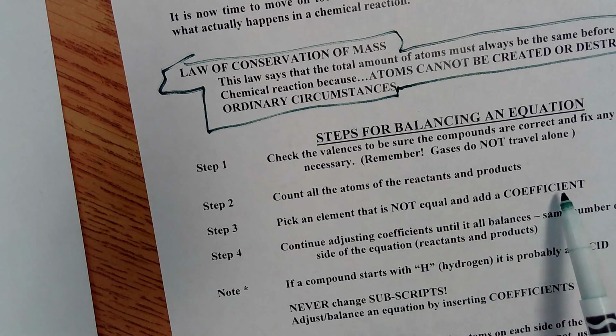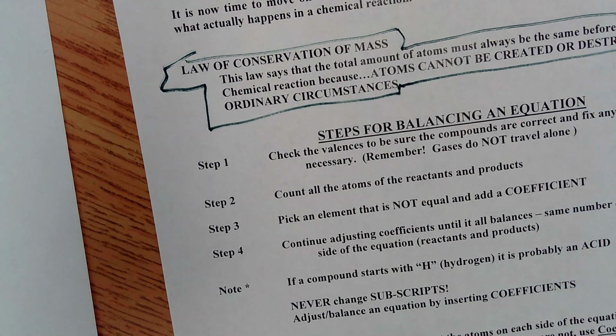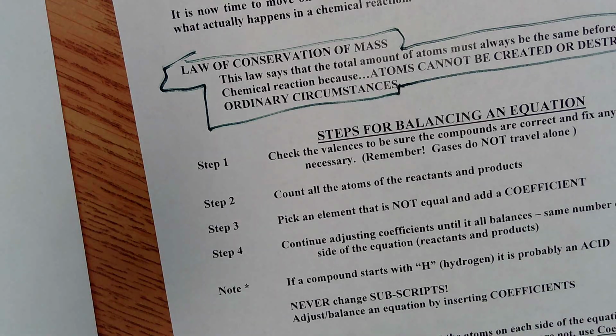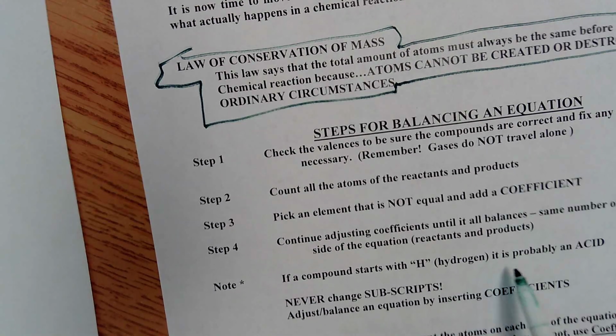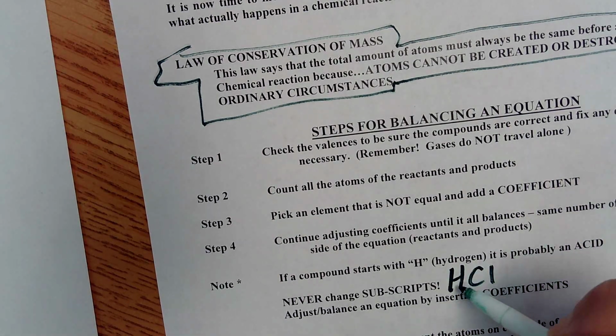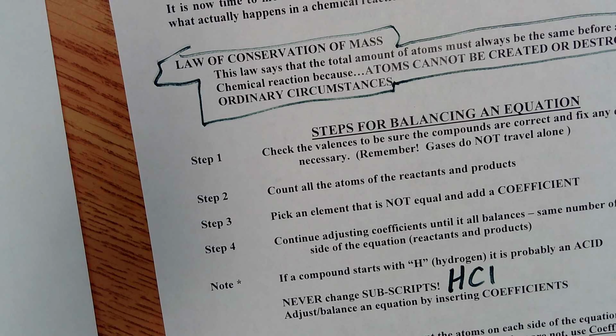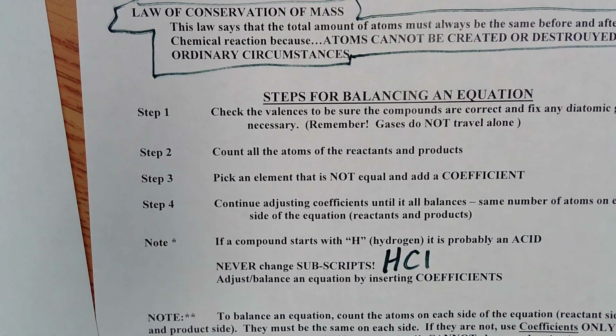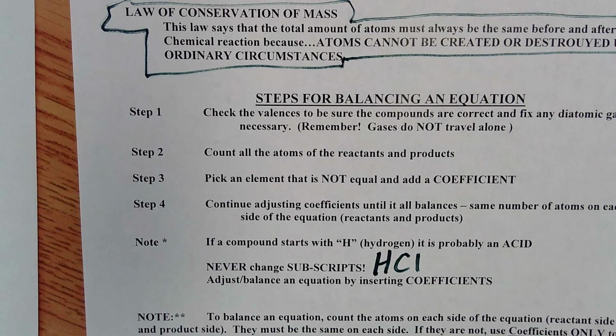So pick an element not equal and add a coefficient as needed. Sometimes you might have to add a couple of them. And continue adjusting coefficients until it all balances. Same number of atoms on each side of the equation, reactants and products. One thing to note, if a compound starts with H, it's probably an acid. We talked about HCl as hydrochloric acid. Okay? So I'll leave it there. This should be a quick run through of all the basics. And in the next video, I'm going to actually go through and show you the worksheet.